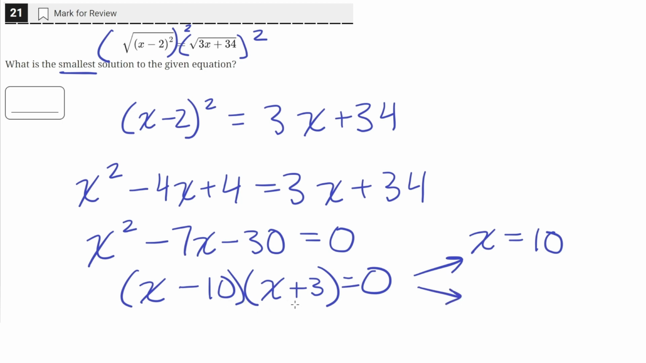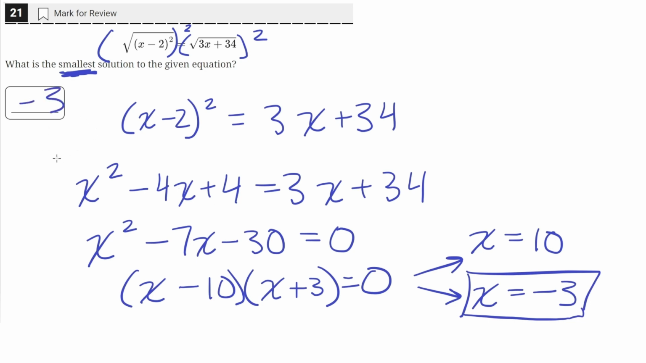And then in the second parentheses here, if x equals negative 3, then negative 3 plus 3 equals 0. So then anything times 0 is just 0. So that satisfies the equation as well. So x equals negative 3 as well. But then the question asks us for the smallest solution to the given equation. And negative 3 is smaller than 10, so we'll use negative 3 as our solution. So negative 3 is the answer.